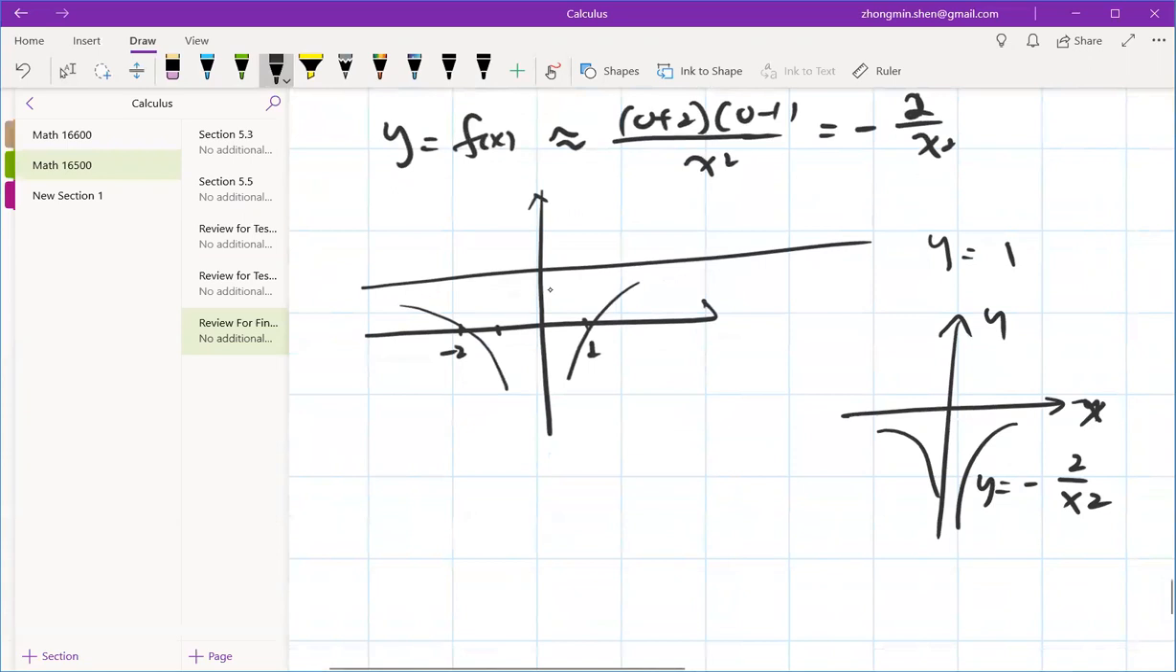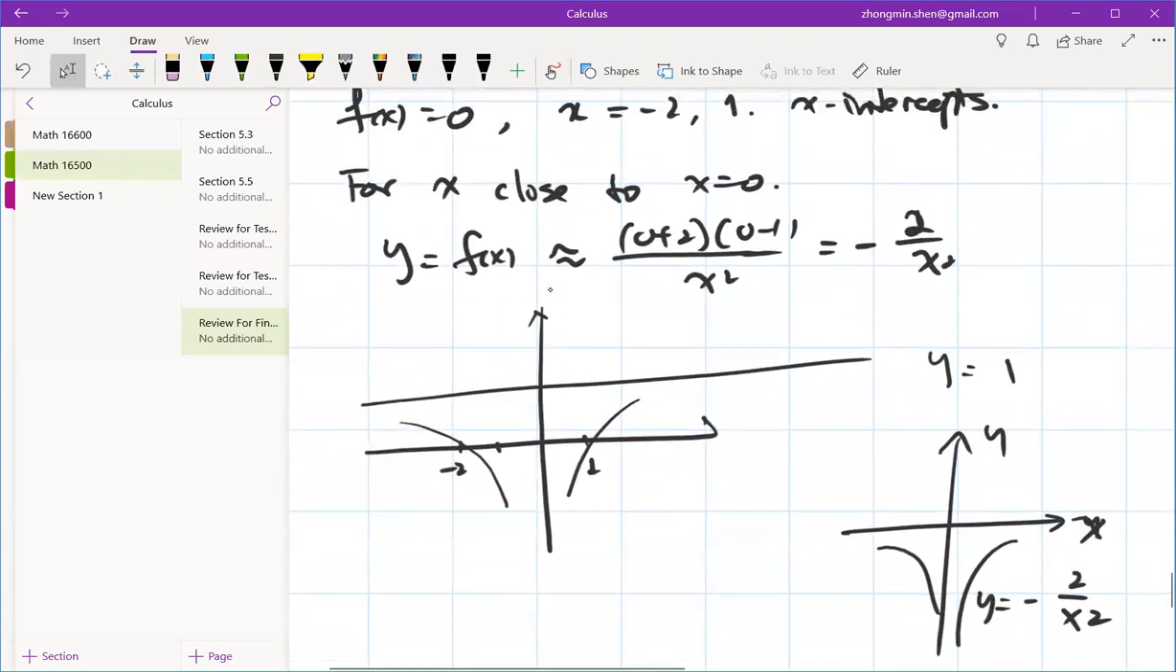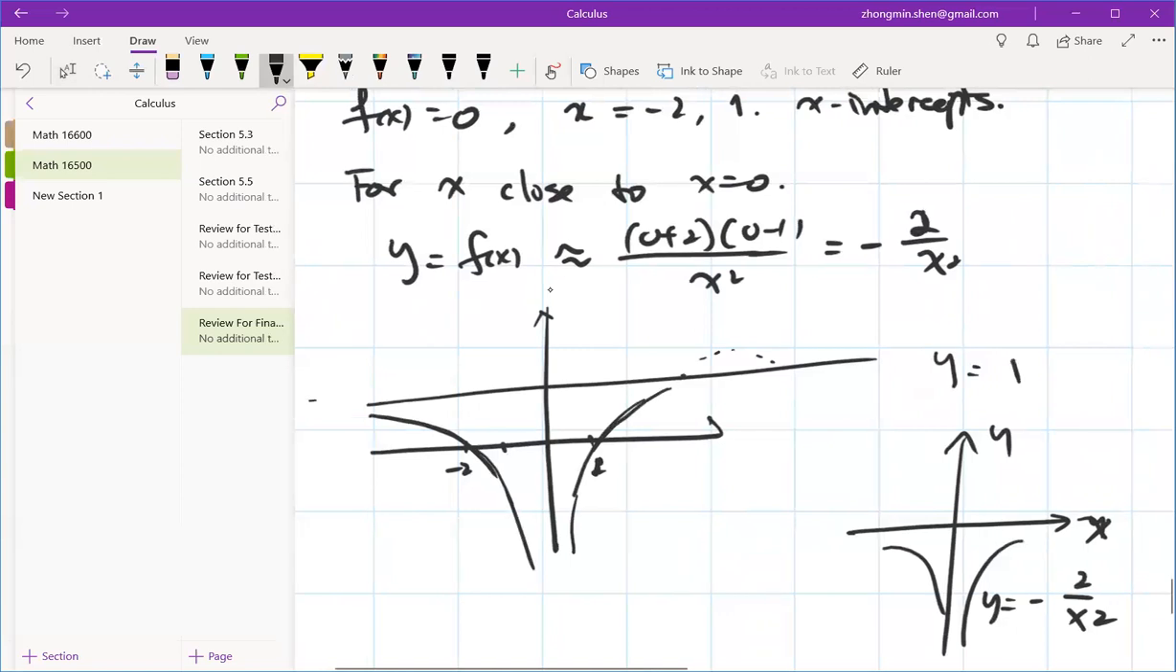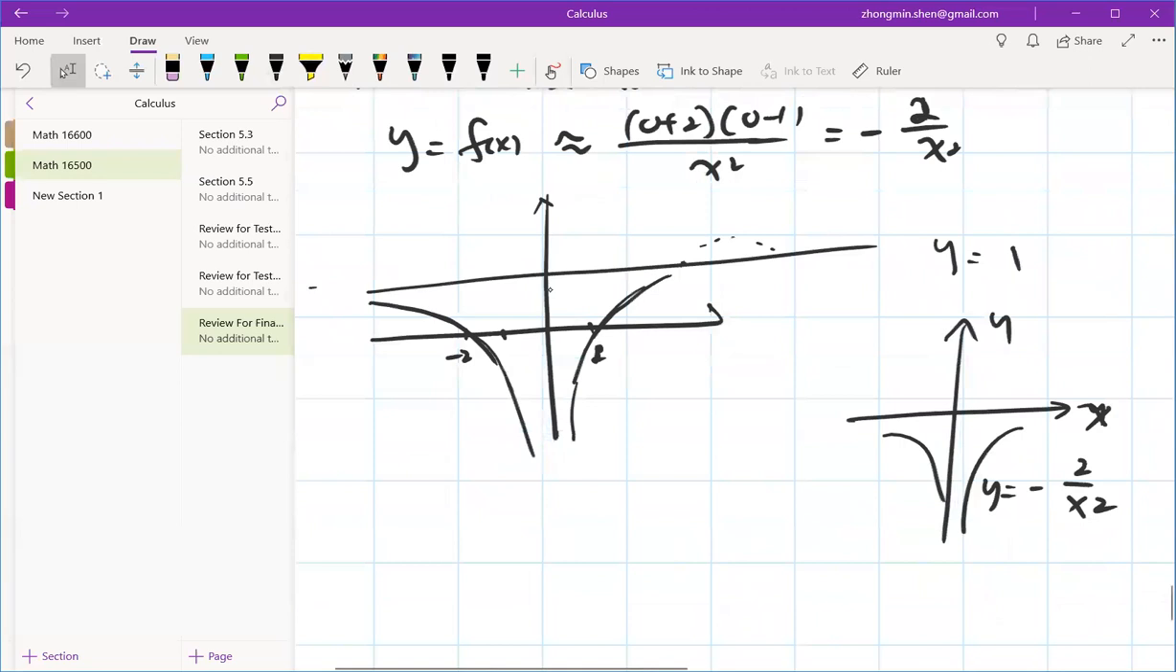Y equals negative 2 over x squared is symmetric about the y-axis. But here, of course, it's not exactly the same as negative 2 over x squared, so it's not very symmetric. All right, so that's a picture. And this goes to negative infinity. My next question is whether this goes up or down, or whether this goes up or down. It's possible, right? I haven't found the derivatives yet.